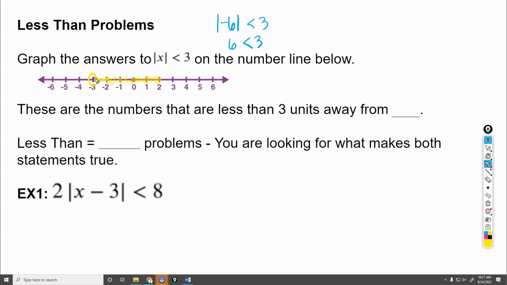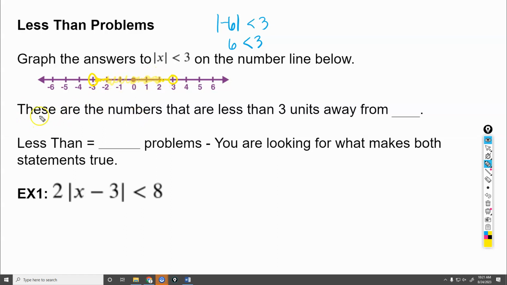All right, so on the other side, I'm going to do the same thing. I'm going to highlight all the way up here, and put an open circle right here at 3. So all the numbers between -3 and 3 make this true, right? If I put in -2.5, when I take the absolute value, it becomes positive. 2.5 is less than 3, right? So all of these in between are true.